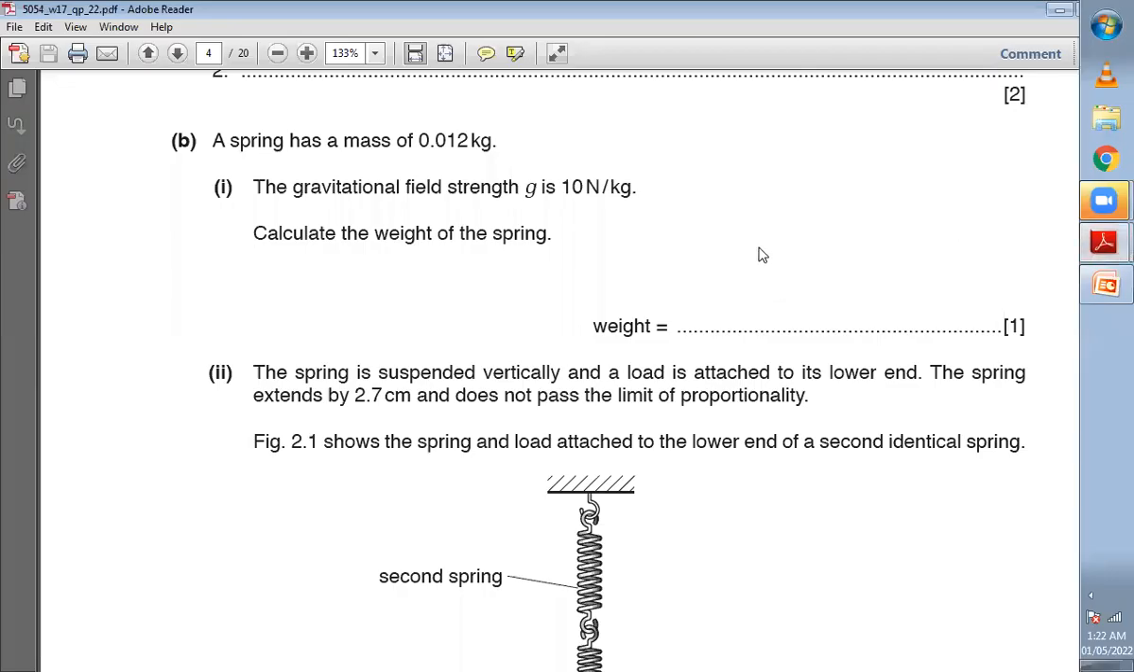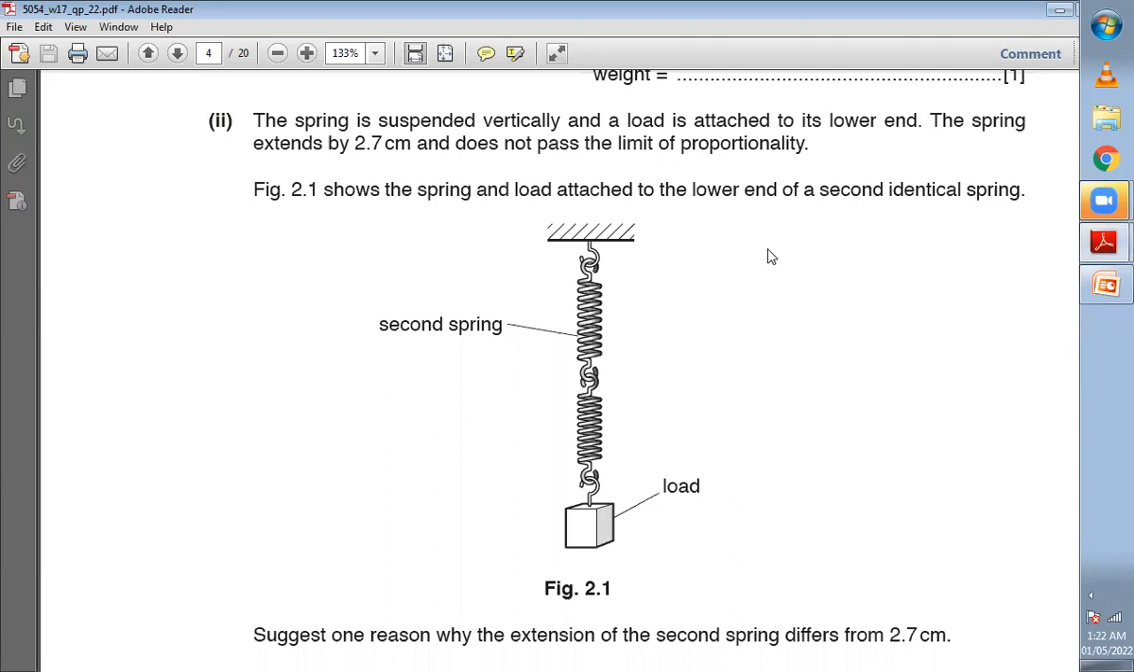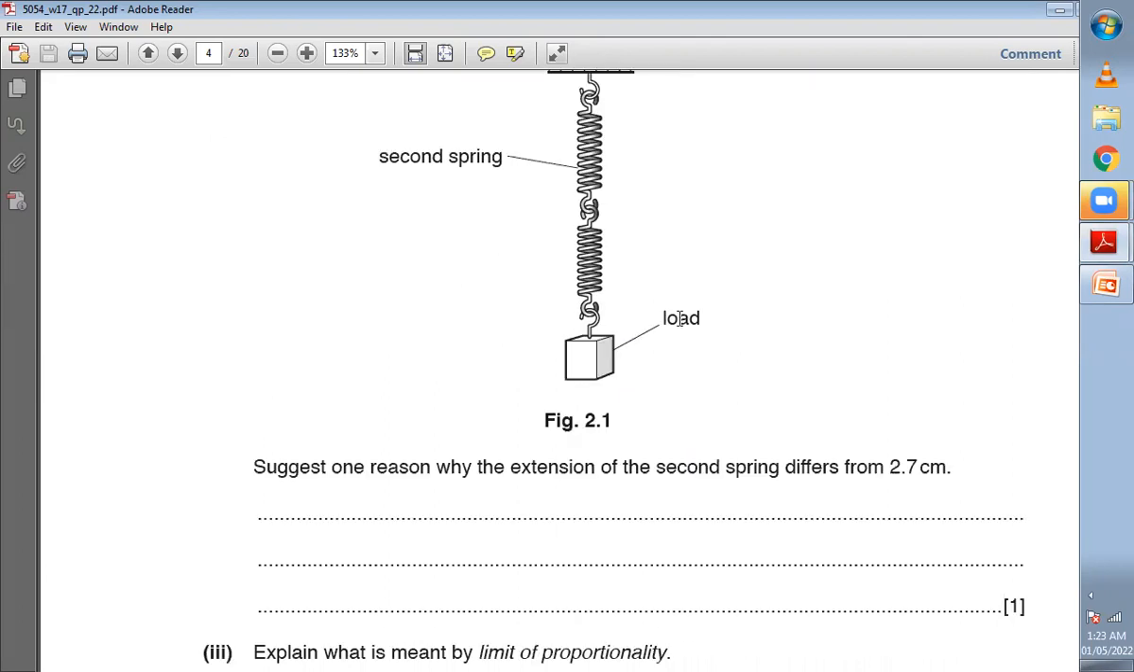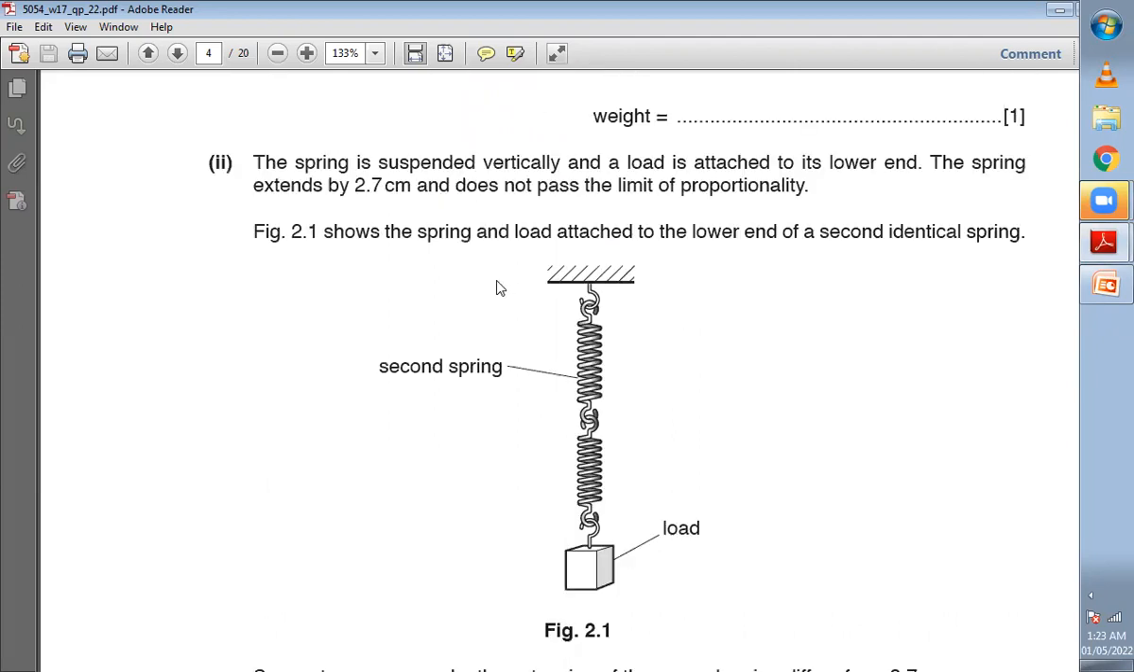Okay, so then we have the spring is suspended vertically and a load is attached to its lower end. The spring extends by 2.7 centimeter and does not pass the limit of proportionality. Figure 2.1 shows the spring and load attached to the lower end of a second identical spring. So this is the first spring, and this has been attached with the second spring. Okay, suggest one reason why the extension of the second spring differs from 2.7.